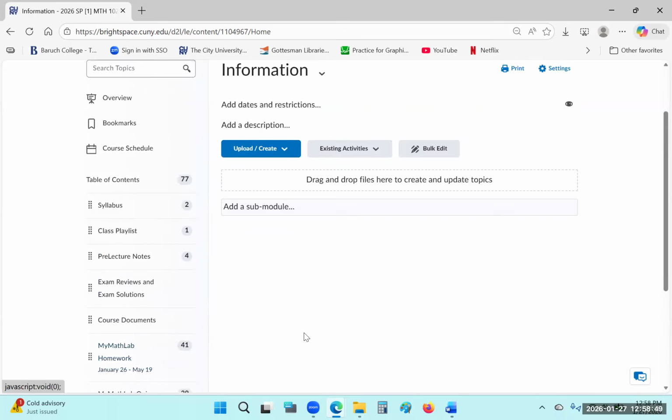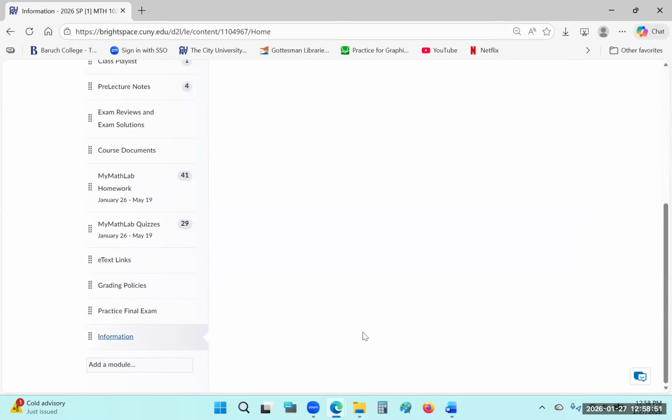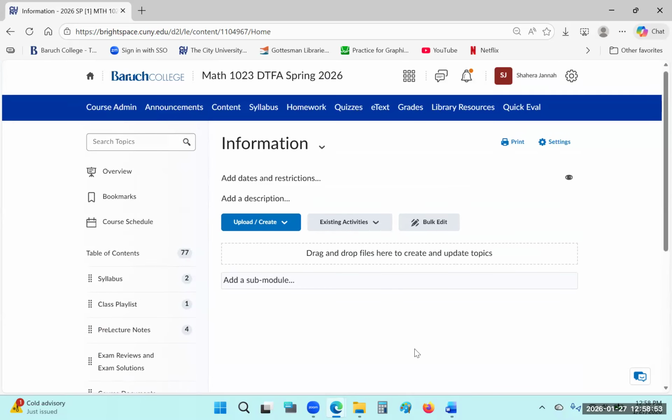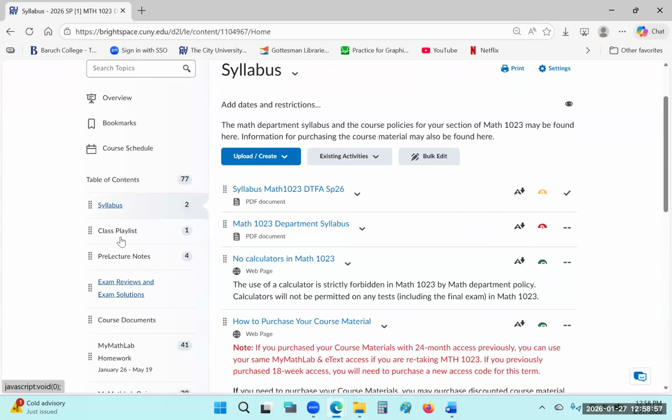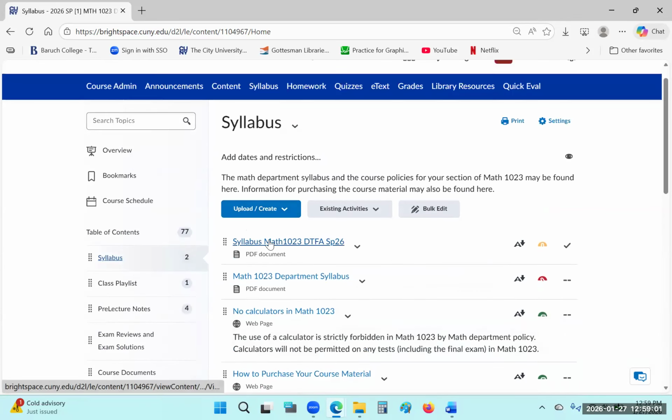And the information tab is just blank. It's nothing there. So let me go over the syllabus. When you click syllabus, you see many things. The first one is our syllabus and the rest are from the department.